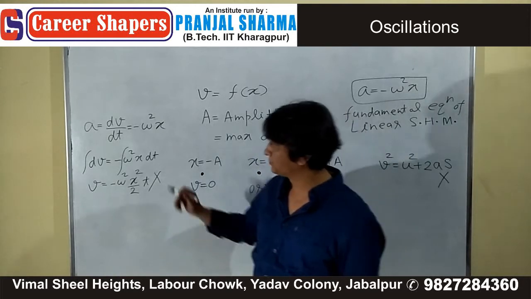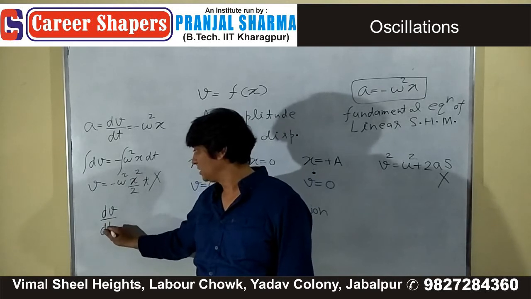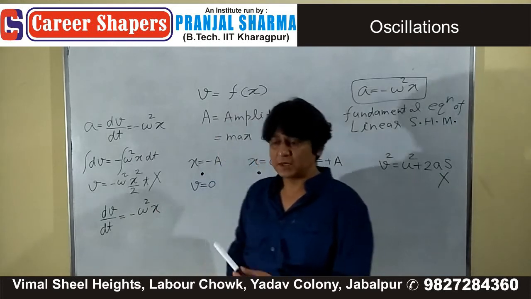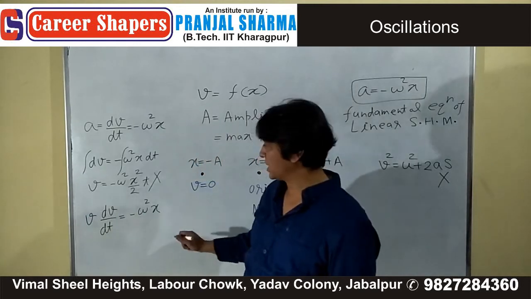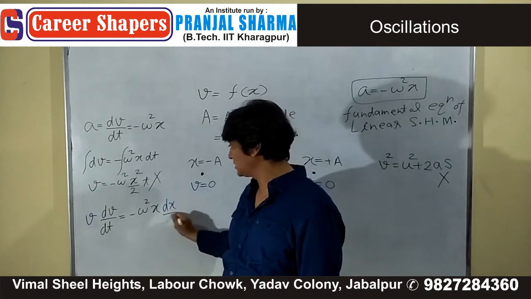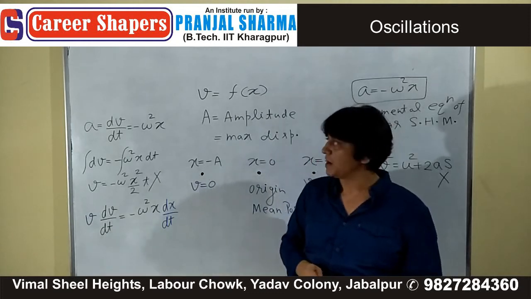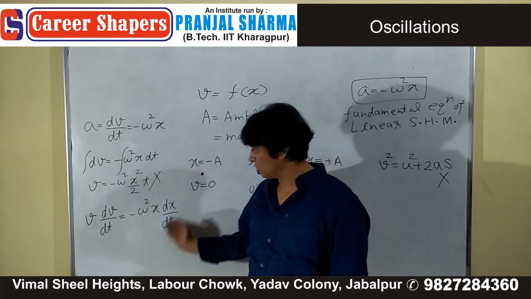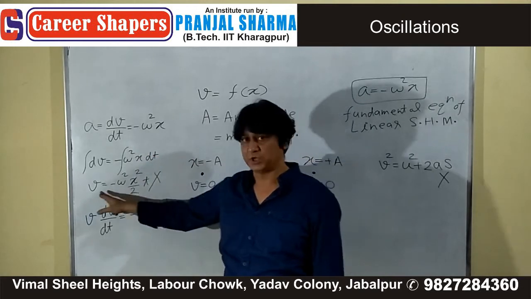So, what should we do? Look here. This is dv by dt, which is minus of omega square x. Let's multiply on both sides with v. When you multiply on both sides with v, right here, you will write dx by dt. After all, what is v? From kinematics, dx by dt. What is a? dv by dt. What is v? dx by dt. You have multiplied the same thing on both sides, so your original equation is the same.